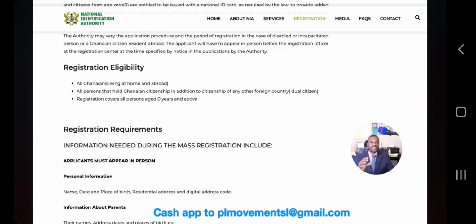Now, registration eligibility. Who is eligible to register so you can have your national ID card of Ghana? One, all Ghanaians living at home and abroad. Two, all persons that hold Ghanaian citizenship in addition to citizenship of any other foreign country, which means dual citizens. Three, registration covers all persons aged 0 years and above.